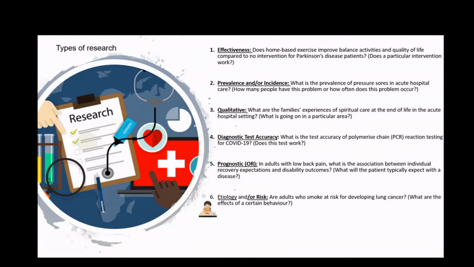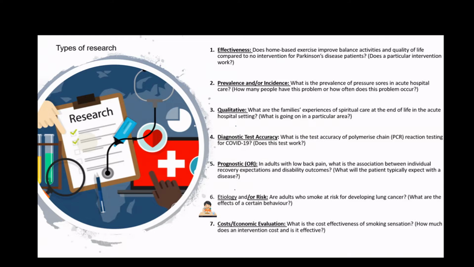You've got etiology, which is looking at does a particular behavior relate to a particular disease? So if I smoke, does it cause cancer? So in this case, what we do is we pick a population. This could be people who smoke. We then follow them over a period of time to see if then they develop a particular pathology or a particular disease, to see if there's an association.